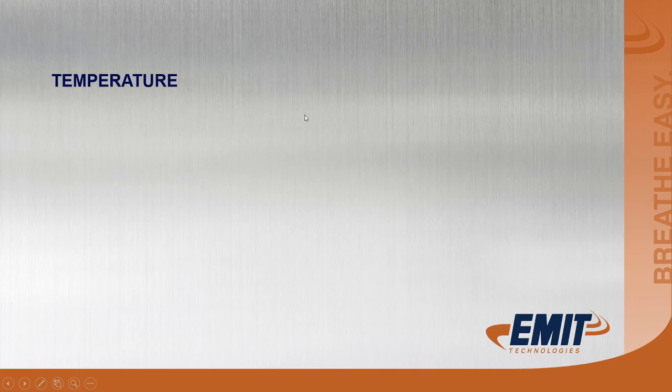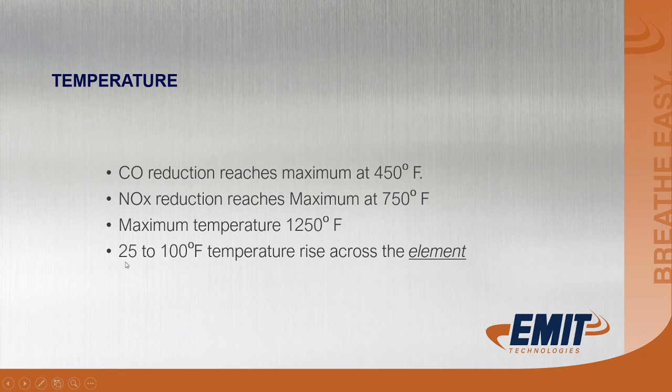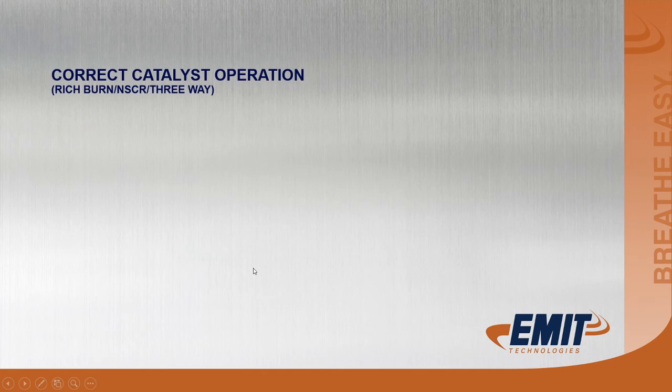So to recap, one of the things we need for a catalyst to perform correctly is the temperatures being right. CO reduction reaches a maximum at 450 degrees Fahrenheit. NOx reduction reaches a maximum at 750 degrees Fahrenheit. Maximum temperature is 1250, so optimally you're going to be more than 750 and less than 1250. You're seeing a 25 to 100 degree rise across the element. That's great. You start getting over 150, you know you have issues going on.